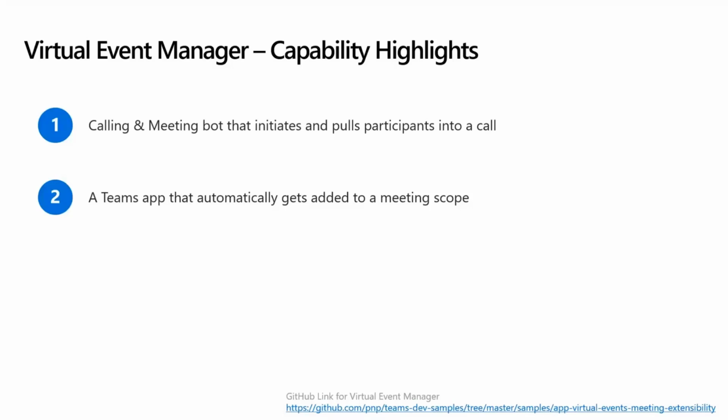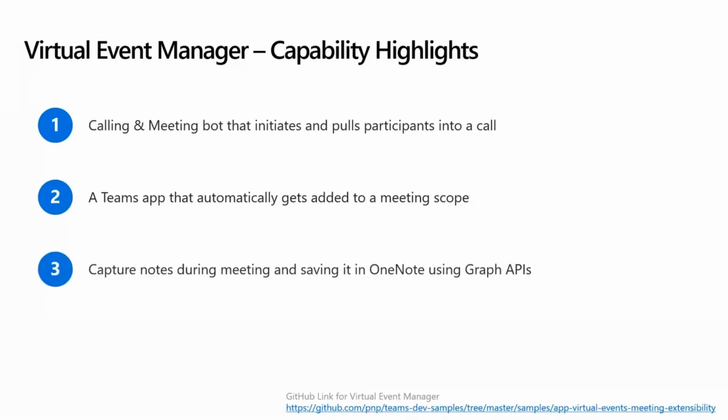What this sample does in addition to apps in Teams meetings is use a Graph API to programmatically add an app that we want into a meeting with no manual intervention at all. Third capability, this app will also showcase the use of OneNote Graph APIs that we use to save notes that you take during a meeting into a OneNote section and a page of your choice.